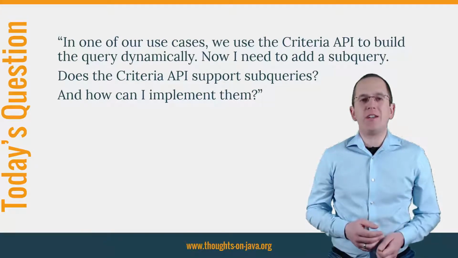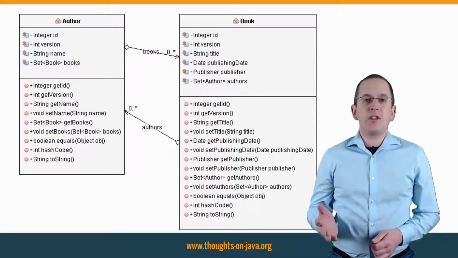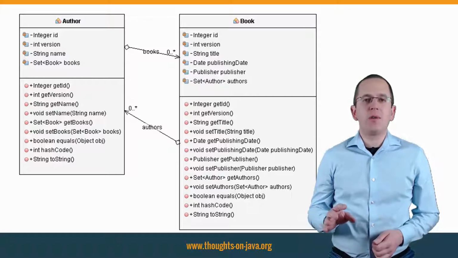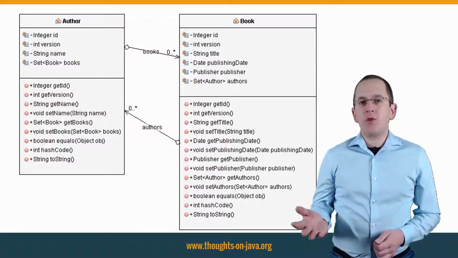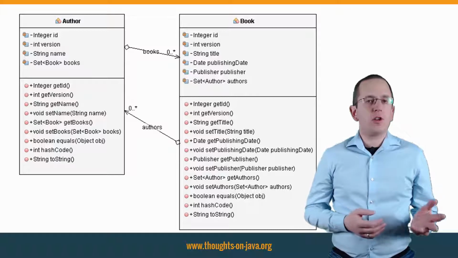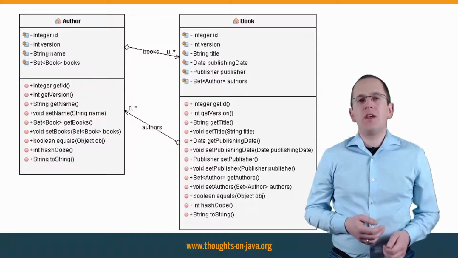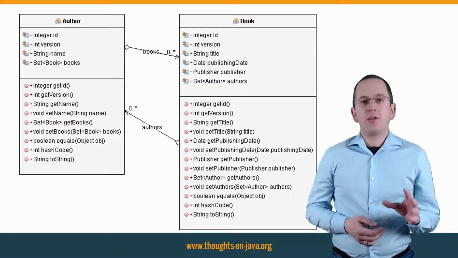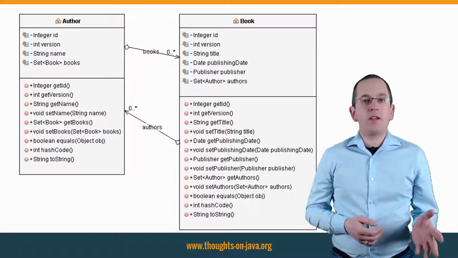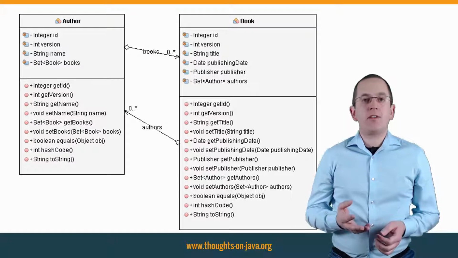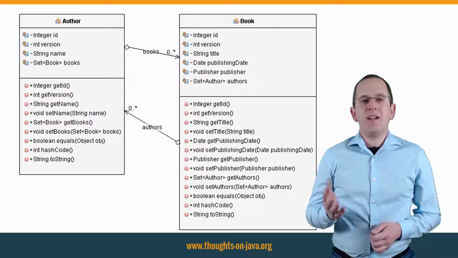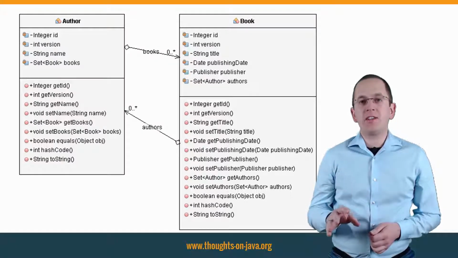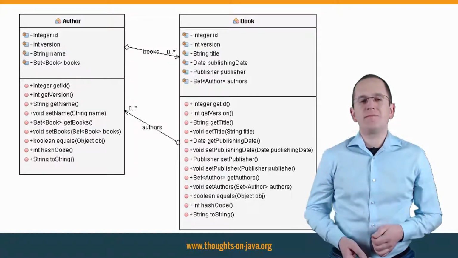The Criteria API supports the same features as a JPQL query. So you can use a subquery only in your where, but not in the select or from clause. Here you can see a class diagram of a simple example. It consists of an author and a book entity, and a many-to-many association between them. Let's get into the IDE and build a criteria query that uses these entities in a subquery.